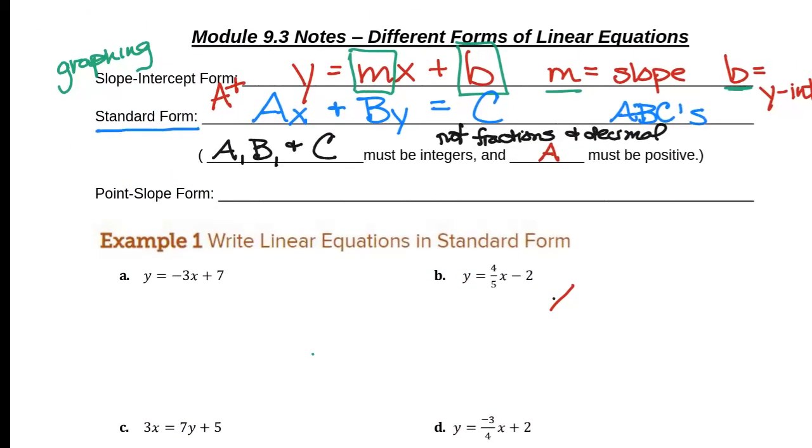Okay? And the last form is point slope form. That is y minus y sub 1 equals m times parentheses x minus x sub 1.